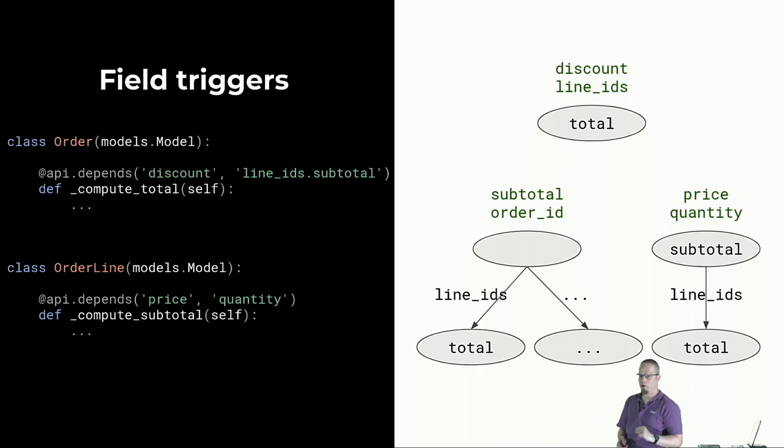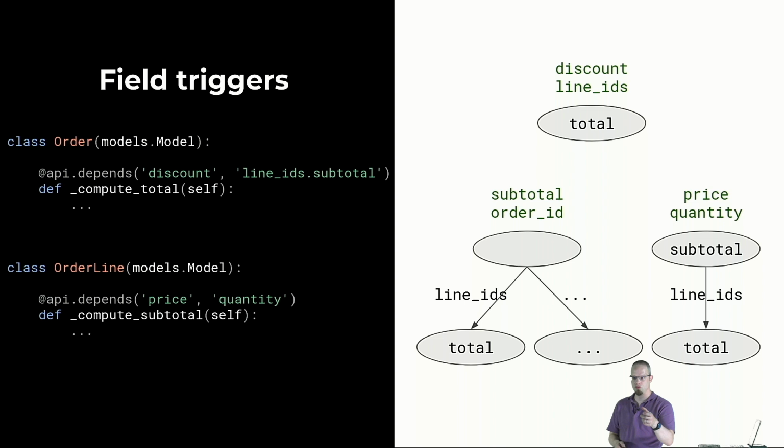Now look at the right-hand side, the tree on the left, below left. If you touch the field subtotal on a line, you will not have to invalidate anything on the line itself, but you'll have to inverse the field line IDs. Line IDs is a field on sales order. So you will determine which sales orders are connected to this line I just modified, and on those sales orders invalidate or mark total to be recomputed.